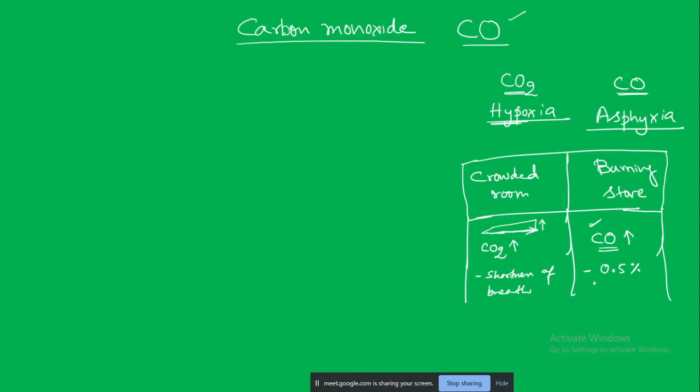So what do we call these two situations? When there is more carbon dioxide and these symptoms are taking place, we say this is hypoxia, that is, less oxygen. Hypo means less, hyper means more. So hypoxia means less oxygen. And when there is more carbon monoxide, we say that asphyxiation or asphyxia is going to take place.